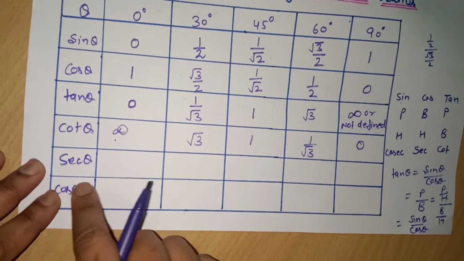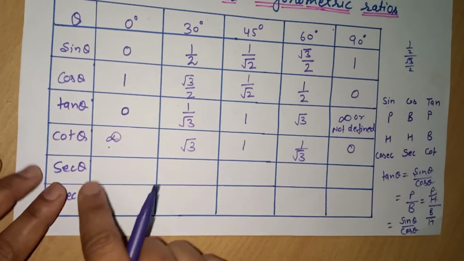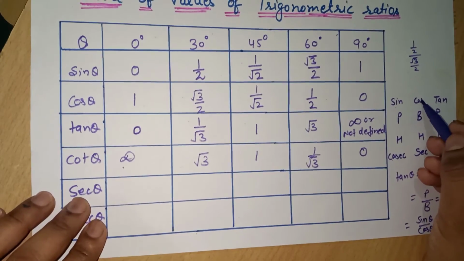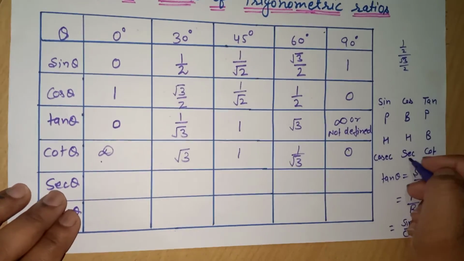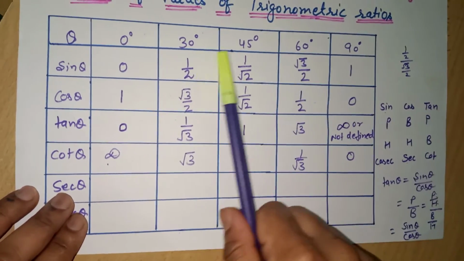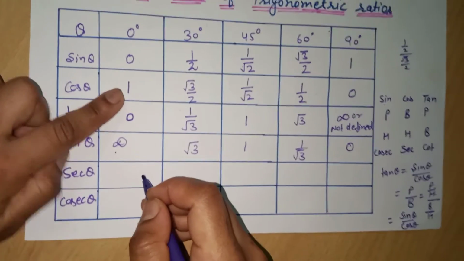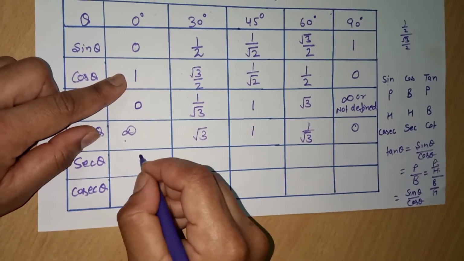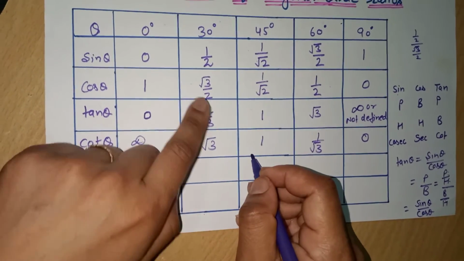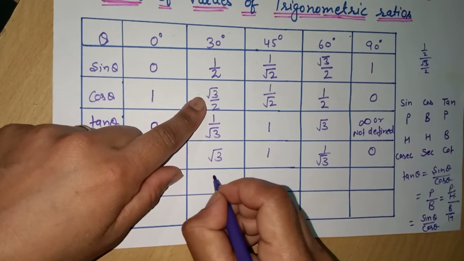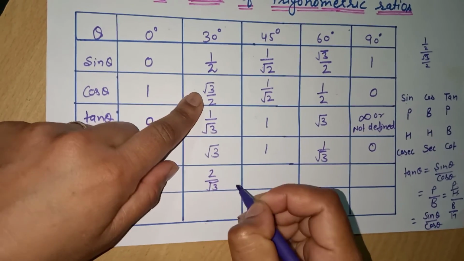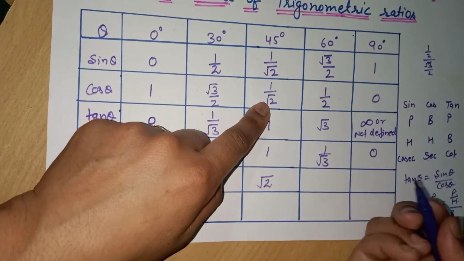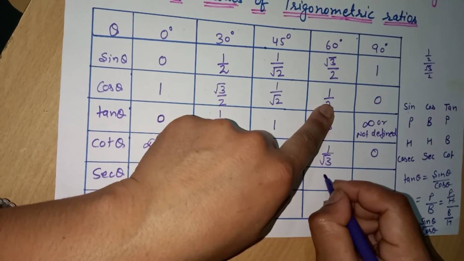Now we are left with two values, secant theta and cosecant theta. Now secant theta is the inverse of cos theta, so we will inverse the value of cos, and in this way we can get the values of secant theta at different angles. So cos theta is equal to 1, and when we reverse 1 upon 1, it will again become 1, and if we inverse this value, it will become 2 by under root 3, and this will become square root 2. 2 by 1 means under root 2, and this will become 2.